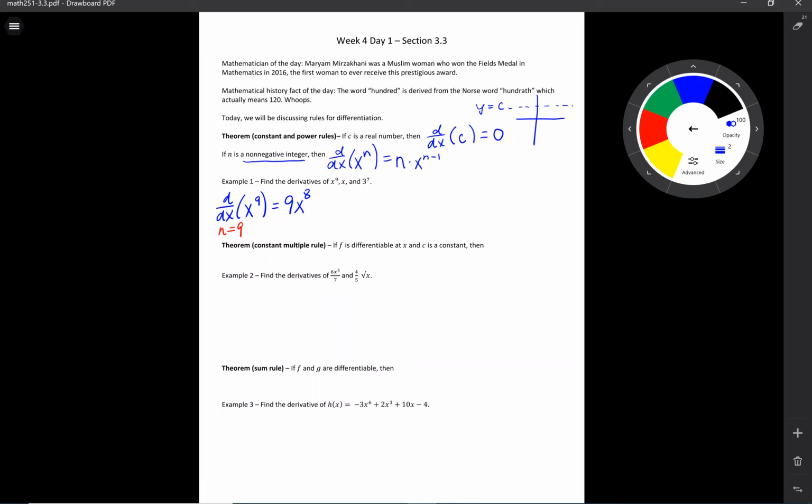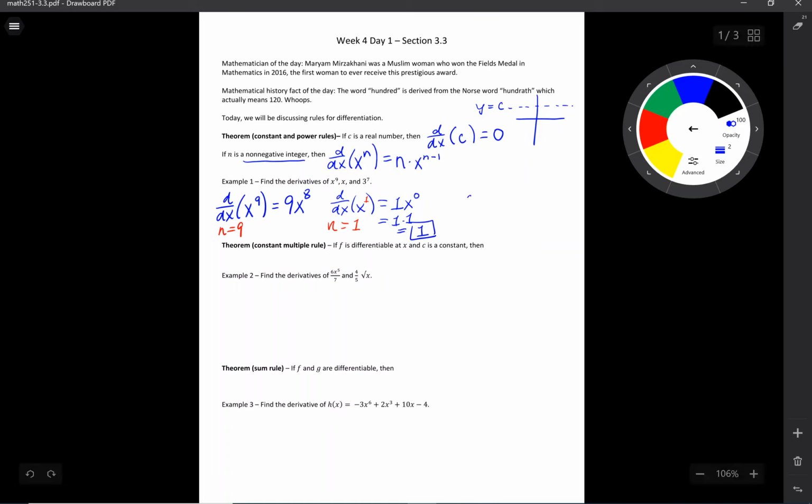Our next one is the derivative of x. Here, our n is 1, right? We have an invisible 1 in the exponent on this x. So when I move this 1 out in front, I just get 1x to the power of 0. But x to the power of 0 is just equal to 1. So this is just 1 times 1, or 1. So the derivative of x is equal to 1. Again, that makes sense because if we were to graph the line y equals x, its slope would be 1.